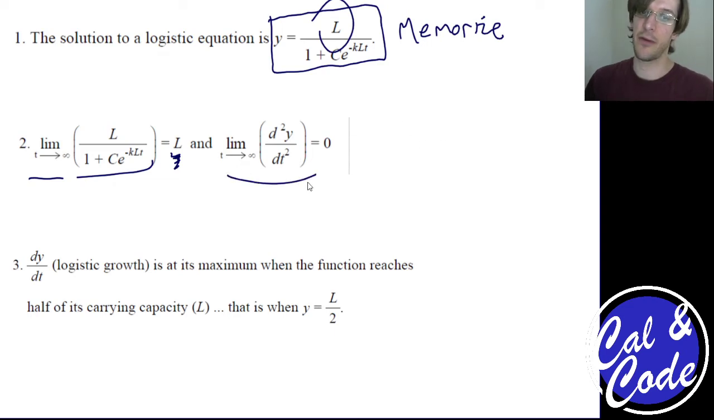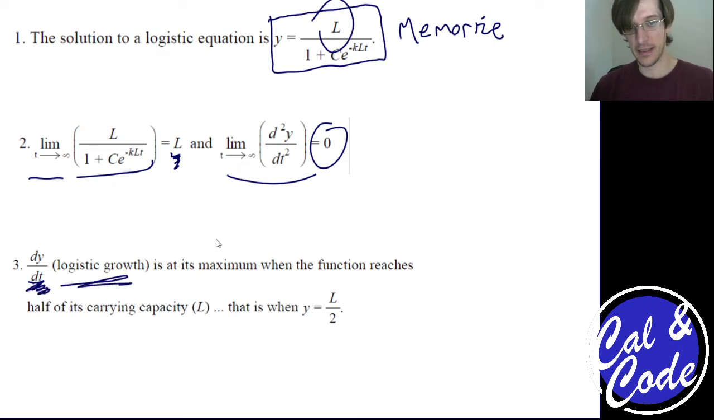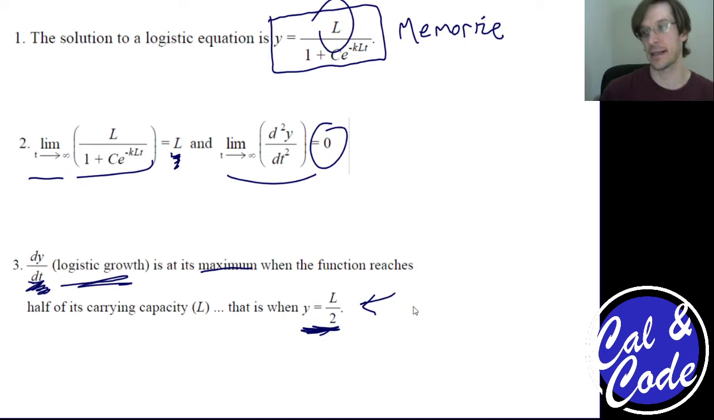And we talked about how the concavity is going to go towards 0. Basically, it's going to be not concave up or down. It's going to become linear in nature. Okay, so when are we at our maximum? When are we at its fastest rate? Well, it's at a maximum when the function gets to half its carrying capacity, when the population gets to half of its maximum. So that's another important thing that you're going to want to hold on to.